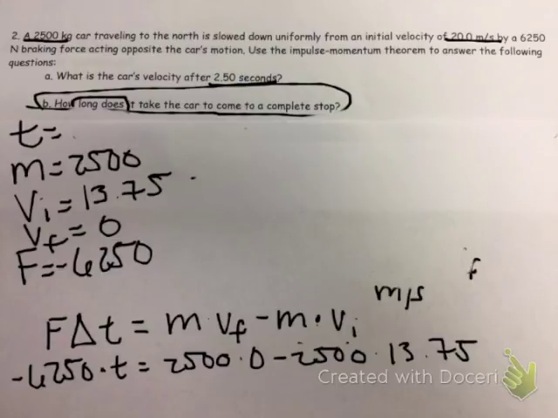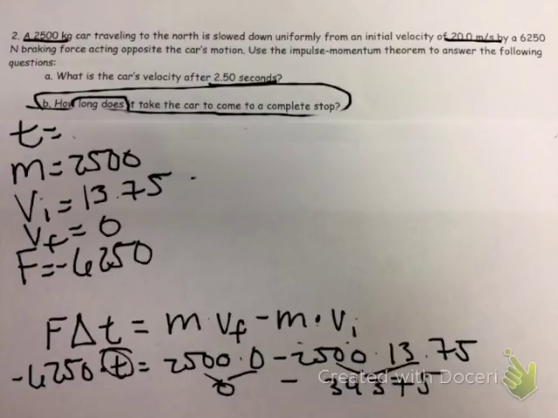So now that y'all have that written down, I'll go ahead and erase this. So we're just going to plug everything in. So what's 2,500 times 0? 0. And 2,500 times 13.75? That would be 34,375.